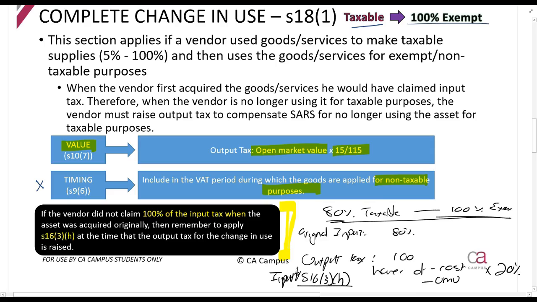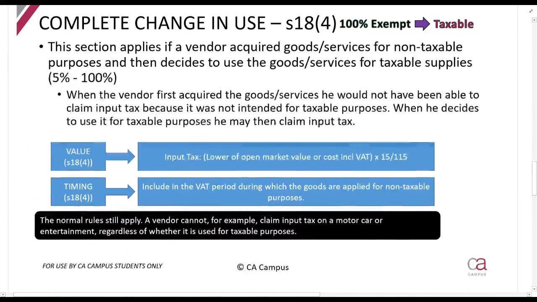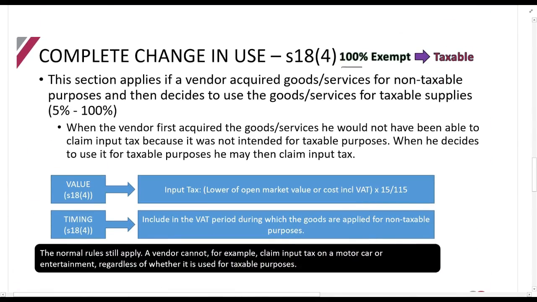Again, guys, if this seems strange to you, what I'm doing here, you haven't studied section 16.3H enough. Go back. Section 18.4, so this is where it goes from 100% exempt, so I would not have claimed any input tax, to taxable. So I would have claimed the input tax. Value, you calculate this, important, on the lower of the open market value or cost, and the timing is again at the time when this happens.